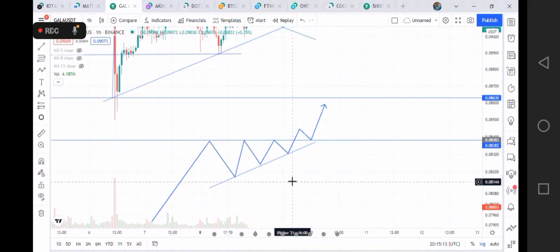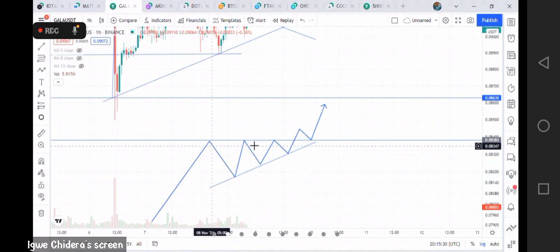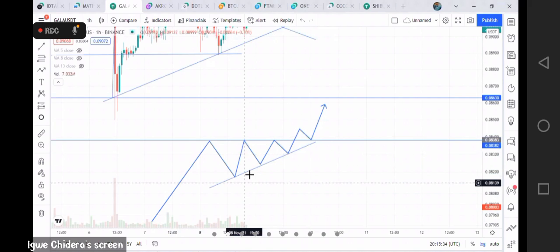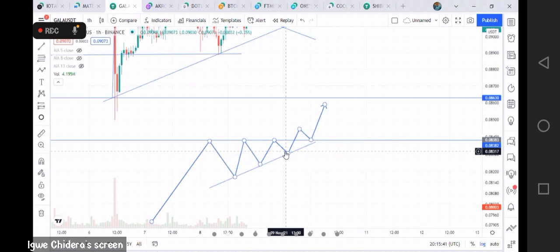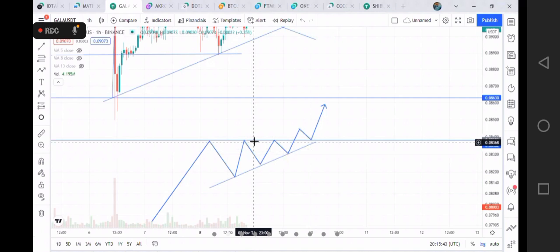Alright, this is how an ascending triangle looks. Remember, it's a bullish pattern. An ascending triangle is a bullish pattern, so it normally occurs within the context of an uptrend, whereby the highs are nearly equal, while the lows are connected by an upward sloping trend line. The difference between this and a symmetrical triangle is that the resistance is horizontal. Alright.